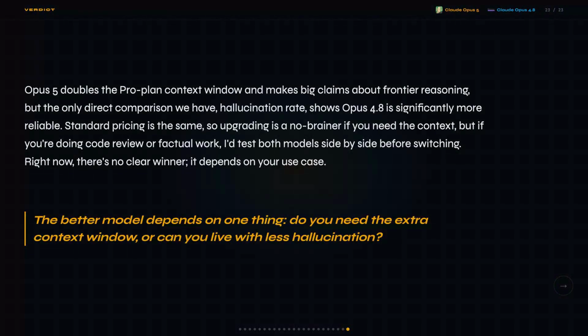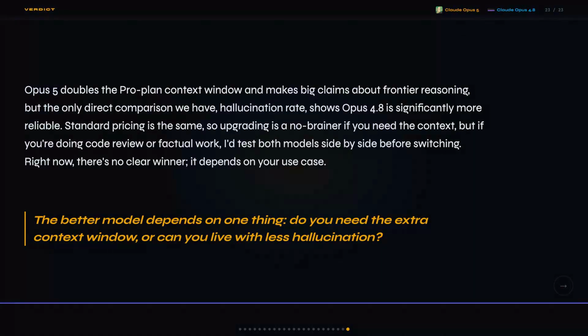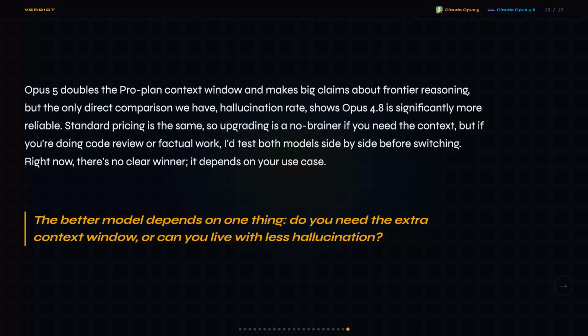I went into this expecting Opus 5 to sweep, and the data just didn't cooperate. 1 win each, 3 ties. So here's the decision rule. If you're on Pro or Max and working with long documents, go Opus 5, because that 1 million context window is real. If you're doing code review, factual research, or anything where a wrong answer costs you, go Opus 4.8, because 14 points lower hallucination is not a number you ignore.